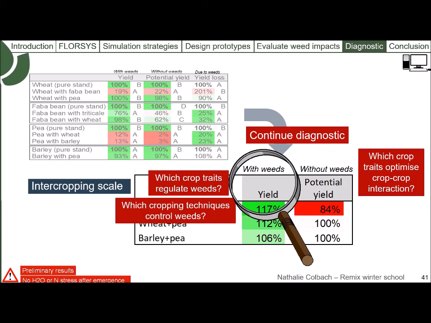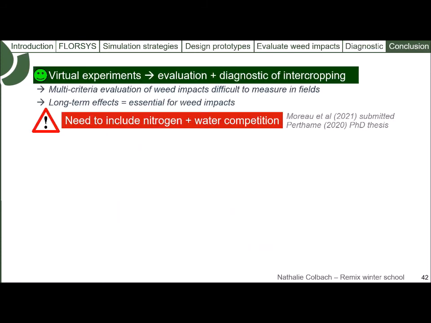The FLORSYS version that was used in the present study did not include competition for nitrogen and water, and we are presently working on these two aspects in other projects. The simulations I showed you demonstrate that intercropping reduces weed harmfulness for crop production and also the need for mineral fertilizer. Simulations showed that yield loss in legume crops decreased if these crops were intercropped with cereals, even though no herbicides were applied in the simulations. Similarly, the simulations showed that potential yield in cereals remained more or less unchanged when intercropped with legumes, even though no fertilizer was applied. But we still have to fine-tune the management plans for the intercrops and to adapt them to production context as well as to the objectives of the different farmers.